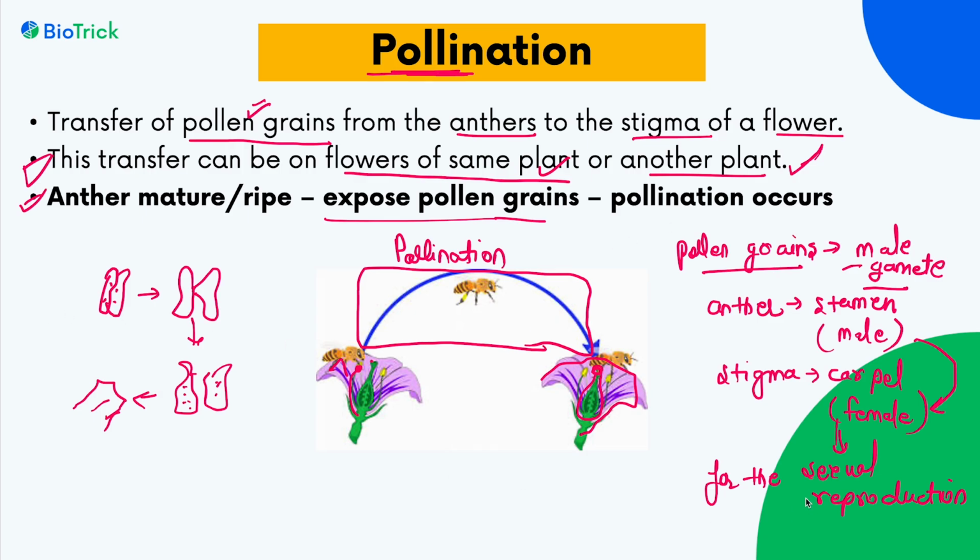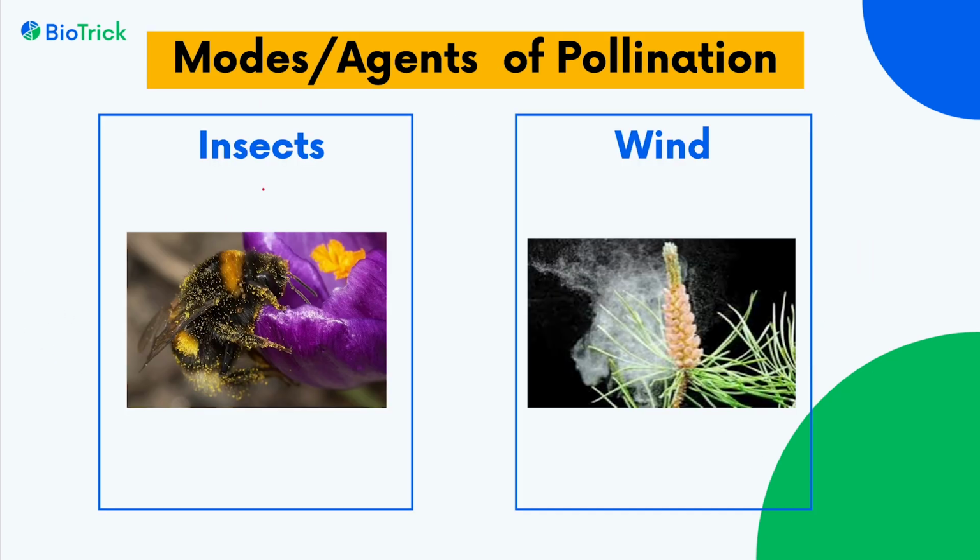Now let's understand what are the modes or agents of pollination. How does pollination occur? Pollination occurs with the help of insects or wind. There are other modes also, that is through animals, water, bats, but the major agents of pollination are insects and wind.